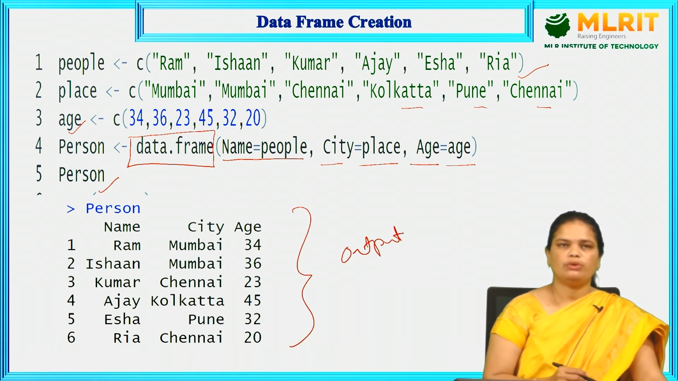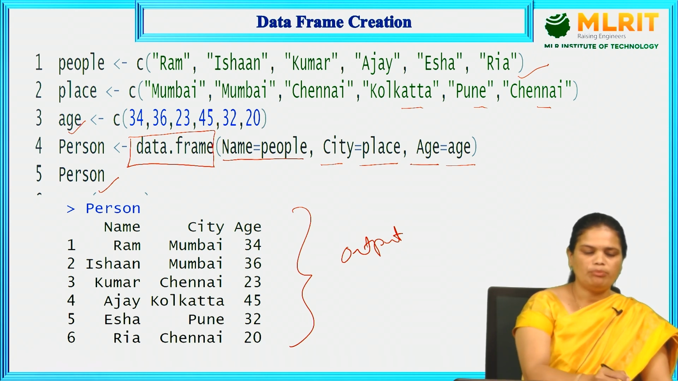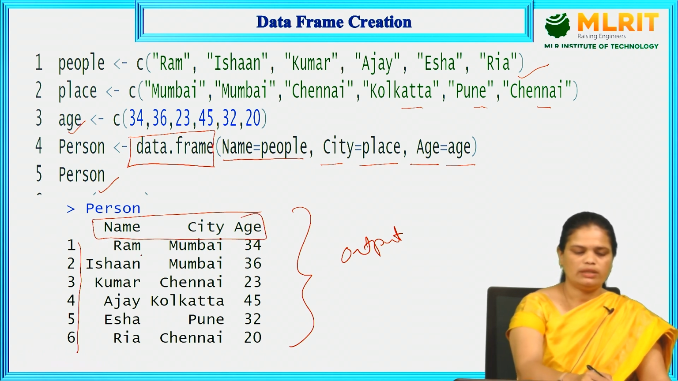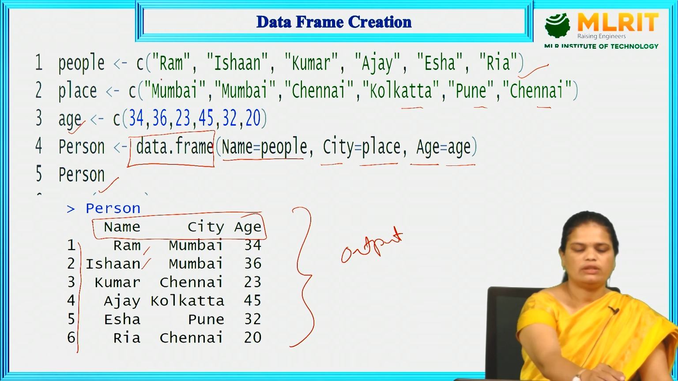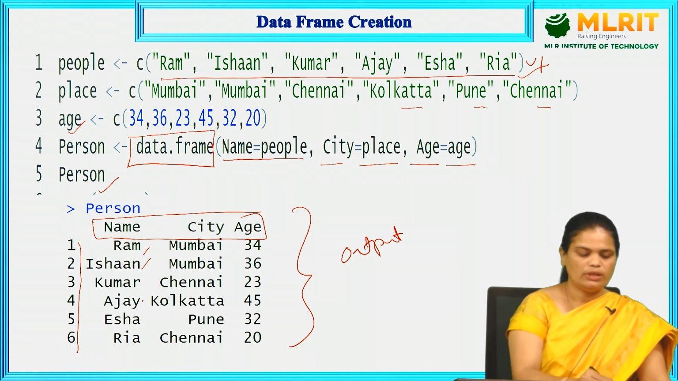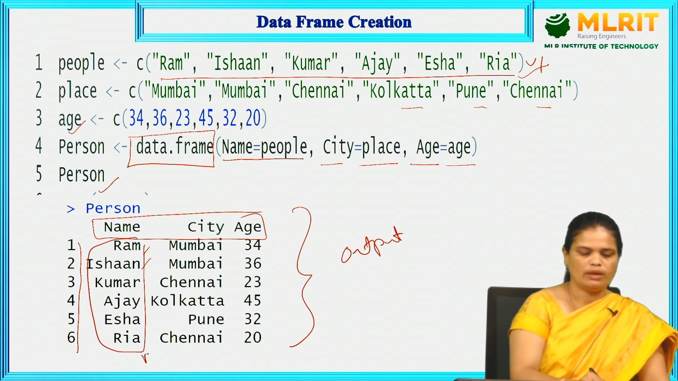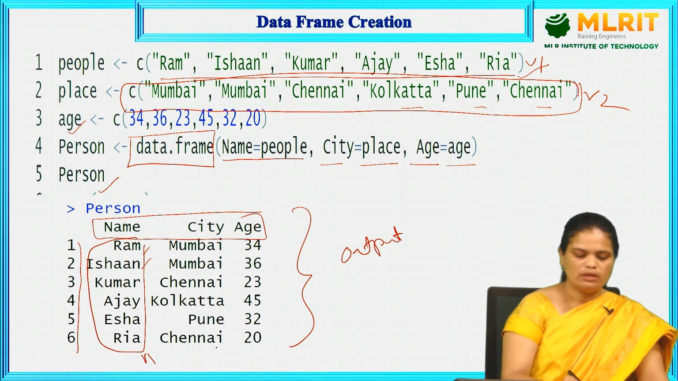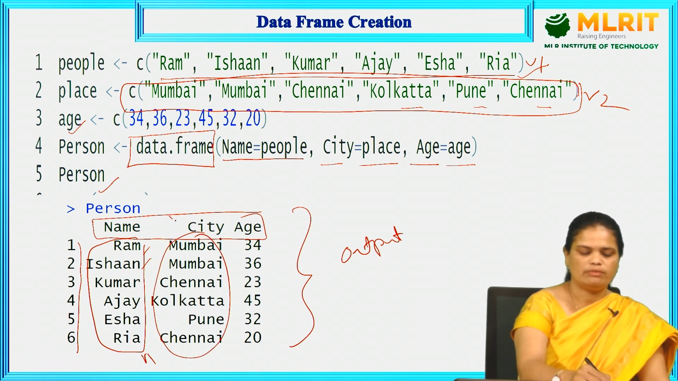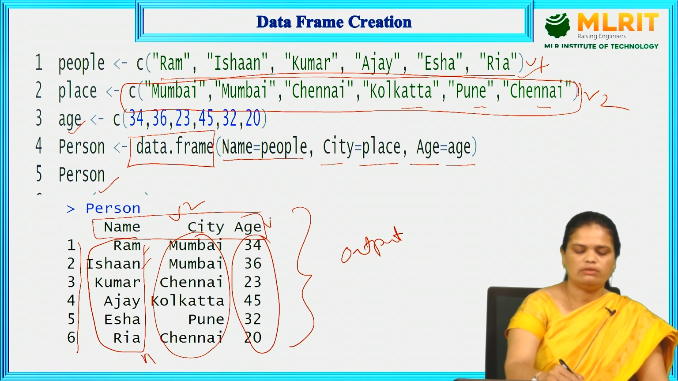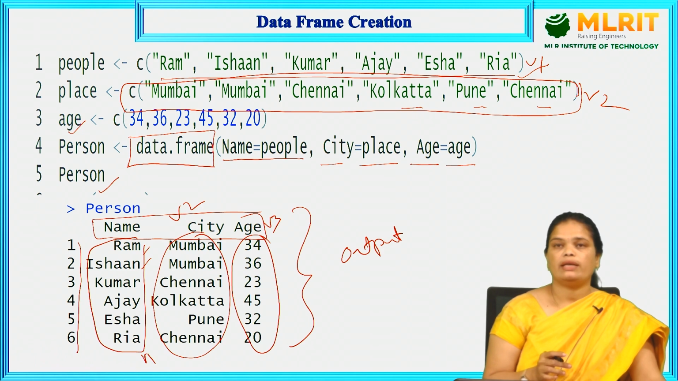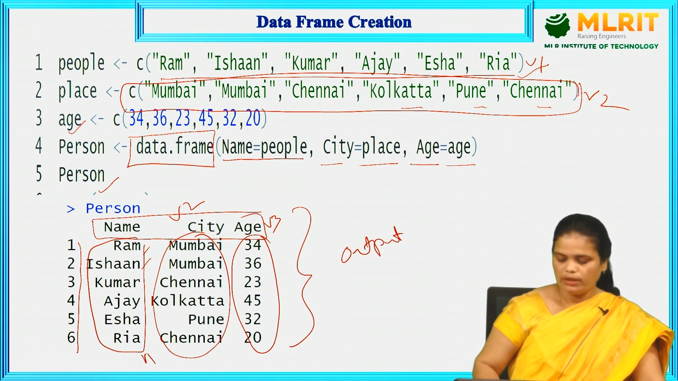When you execute the program, you will get the output like this. I have got 6 rows, and the columns are name, city and age. The first vector, Ram, Ishan and so on, is here entirely. The second vector, the place vector, the entire city vector, is here, and the third vector, the age vector, is here. So a data frame displays the data in column format, which we have to remember.